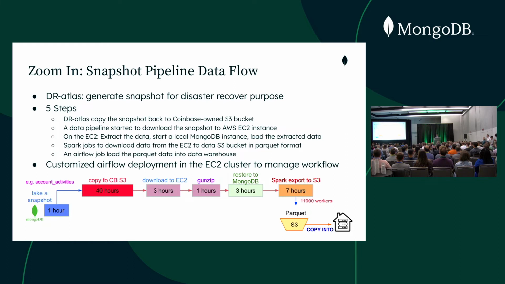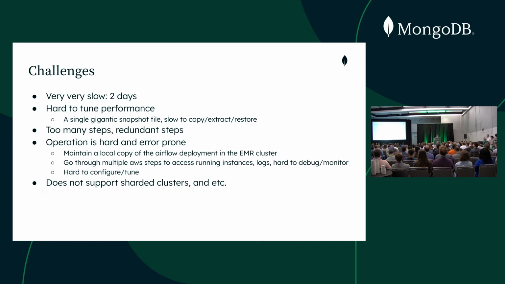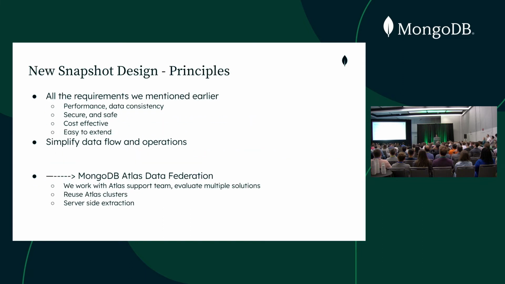Just describing this whole process, I already get tired. So you can see, obviously, what the problem is. This old pipeline is very, very slow, and it's very hard to tune the performance. It has so many steps, a lot of redundant steps. Operationally, it's almost impossible. It's very hard to get a new person to understand how it works and how to debug it. And it's error-prone because there are too many steps. That's when we realized that this old snapshot pipeline is too outdated. We have to redesign it.